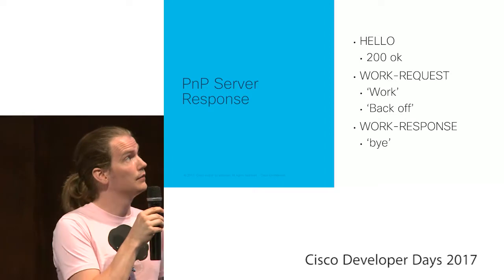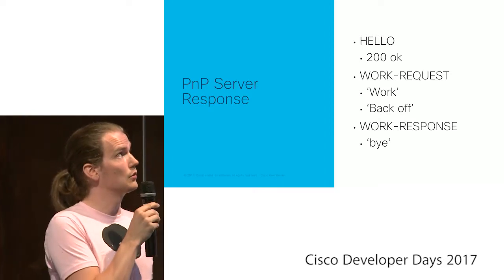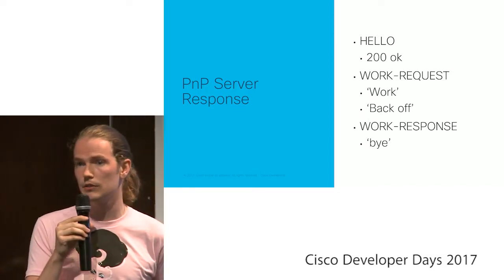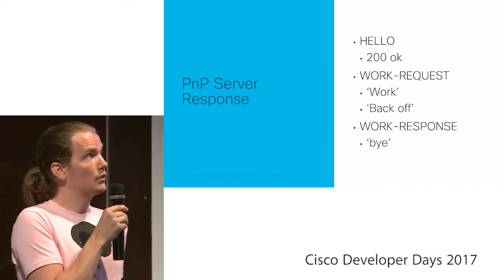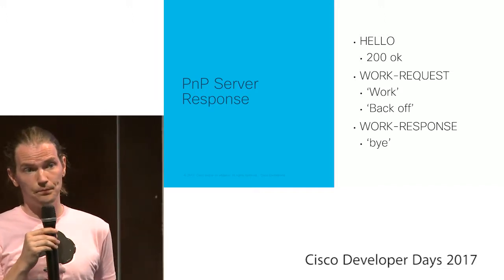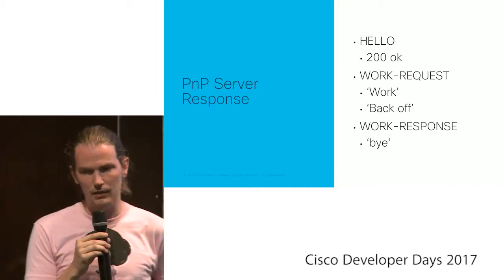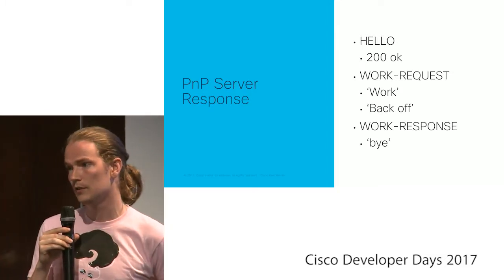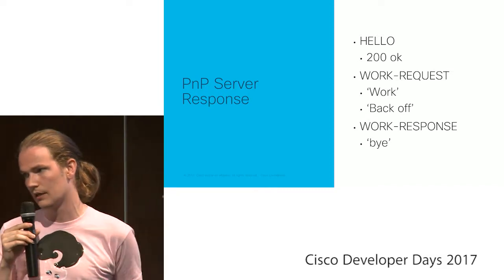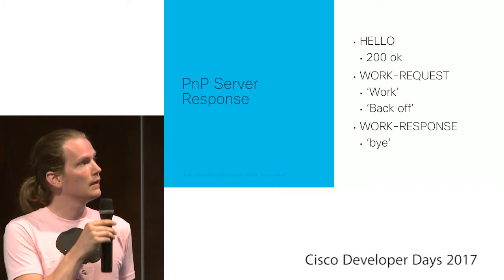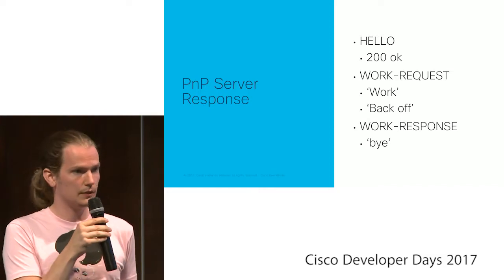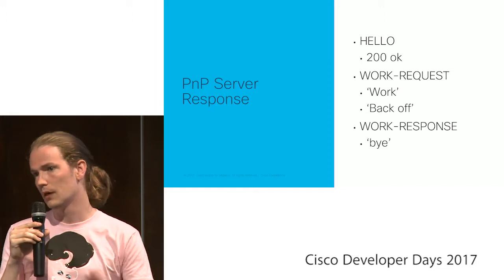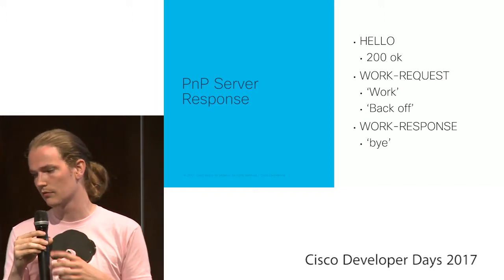Okay, so these are the 3 responses for these requests that we provide. For the hello, we just give a 200 OK if it can reach us. If it's a work request, we will either send it work, or we will tell the device to back off and come back in a configured amount of time. So come back in 5 minutes and check again, or 5 days and check again. And then the work response, we just simply acknowledge that we got the result of the device, and we say bye. And then that communication flow is done.